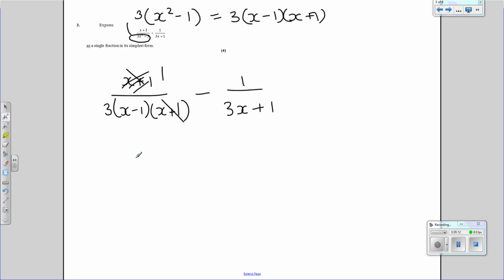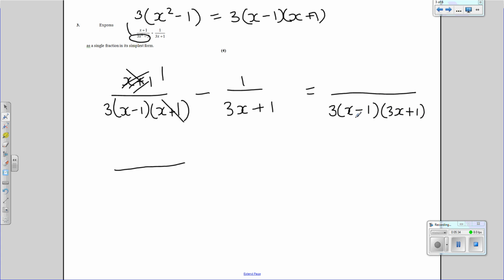So the common denominator is going to have to be, let's put it here. We need a 3 and an x minus 1. And we need 3x plus 1. We'll put brackets around it.